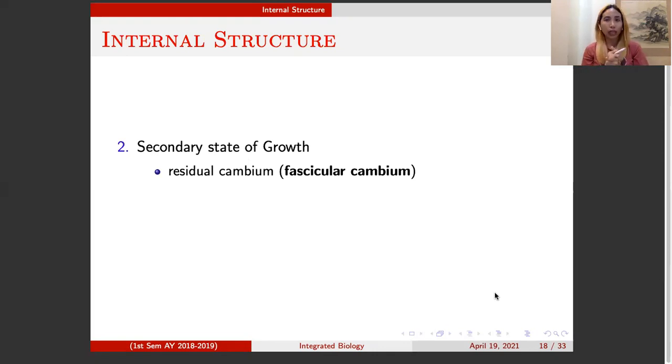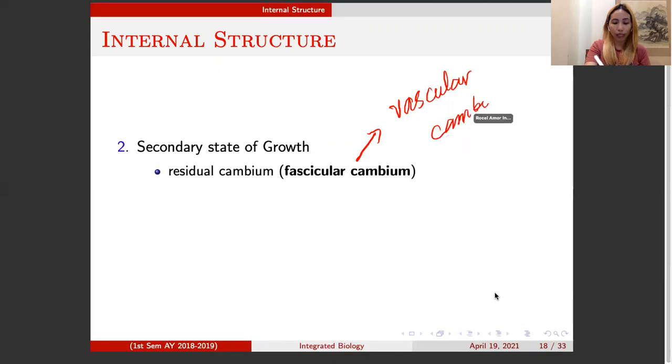Ano ba si fascicular cambium? Fascicular cambium, right, will eventually be giving rise to the vascular cambium. Okay? The fascicular cambium is just a part of the vascular cambium.